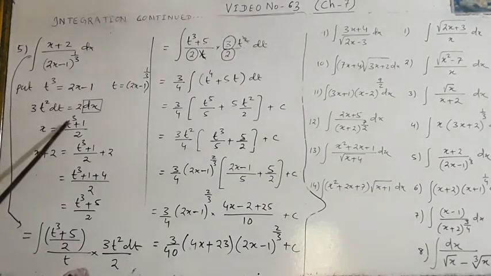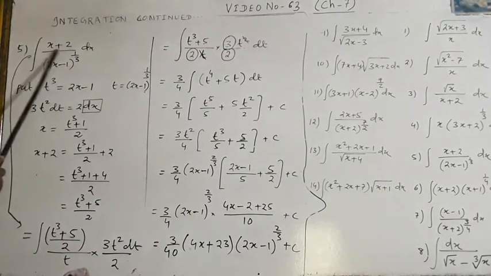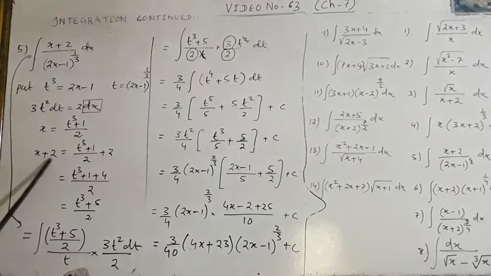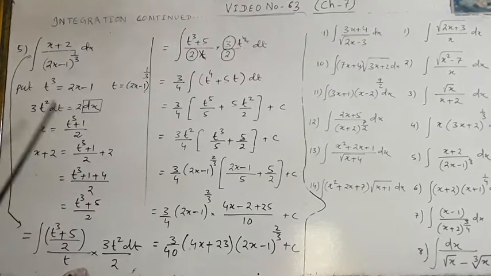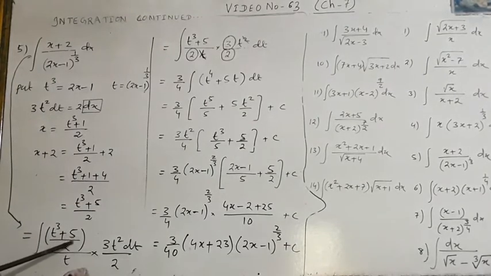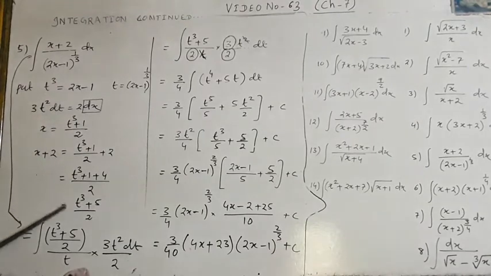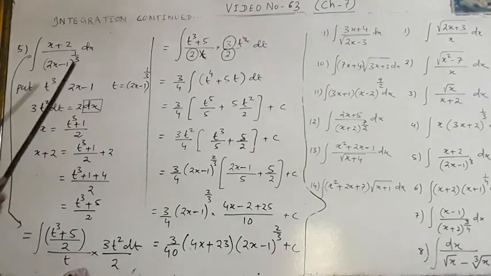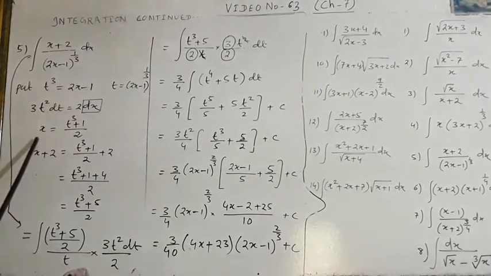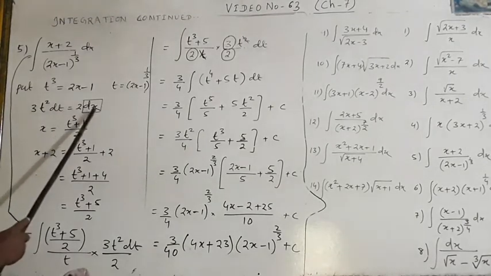And x plus 2, in place of x, what do you have to write? (t^3 plus 1) by 2, as x plus 2 is there. So first find what is x plus 2. That is (t^3 plus 1) by 2 plus 2, and it becomes (t^3 plus 5) by 2. Now in place of x plus 2, just put (t^3 plus 5) by 2. In place of (2x minus 1) to the power 1 by 3, just put t. And in place of dx, put dx.